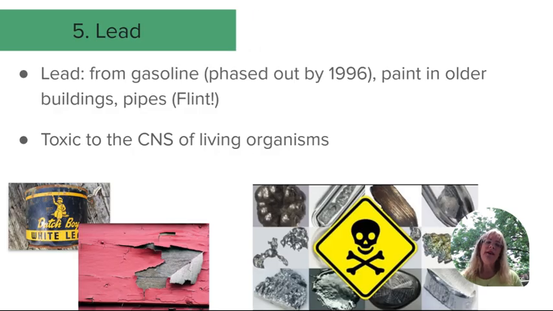Next, we have lead. Lead was in gasoline up until 1996, but it can also be in paint in older buildings. We all know about the Flint, Michigan crisis with the water, and we'll be learning about that as well when we talk about water. But lead can be very toxic to the central nervous system of living things.